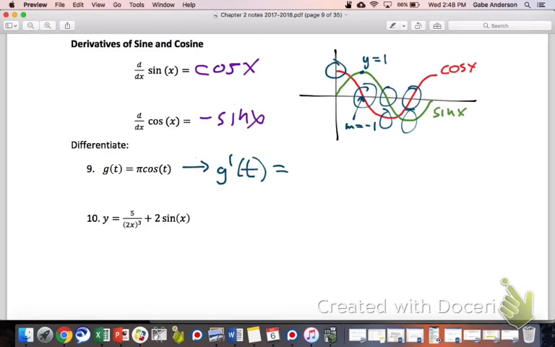Pi, remember, is a constant. T. I would write it in a slightly different order. I'd write negative pi sine of t, but of course what you said, Ben, is correct. We're just used to having the positive negative thing on the front, but it makes no difference really. So negative pi sine of t is correct.